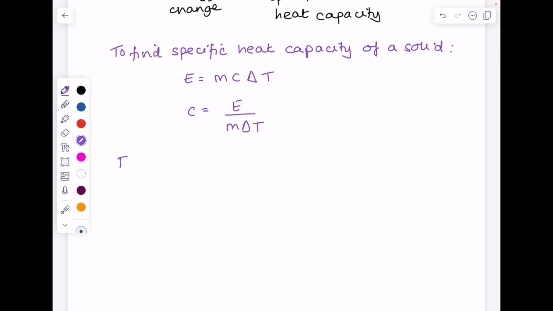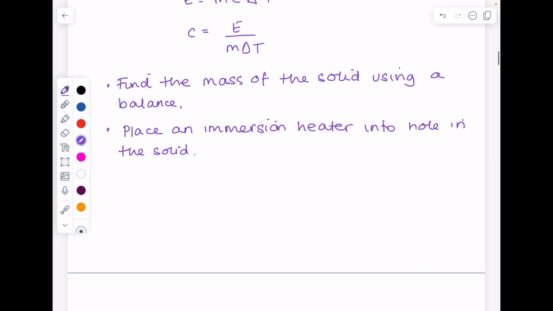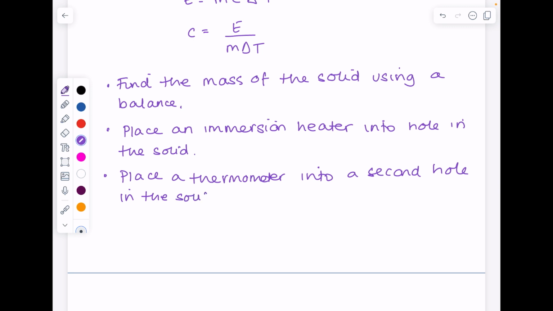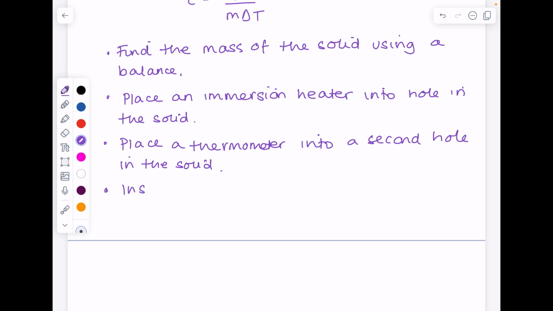First of all, find the mass of the solid. Always mention apparatus. So we find the mass of the solid using a balance. We need a way of heating our solid, so we're going to use an immersion heater to do that. Because we need to be able to measure temperature change, we're going to place a thermometer into a second hole in the solid. We don't want to lose a lot of energy to the surroundings, so it's quite important to insulate our solid simply using something like cotton wool.